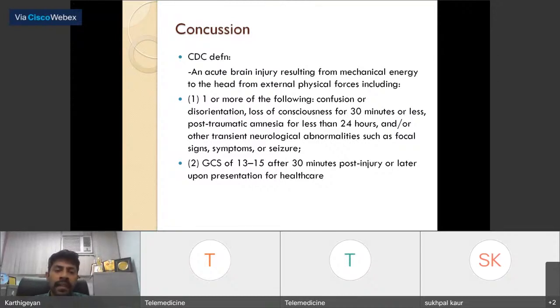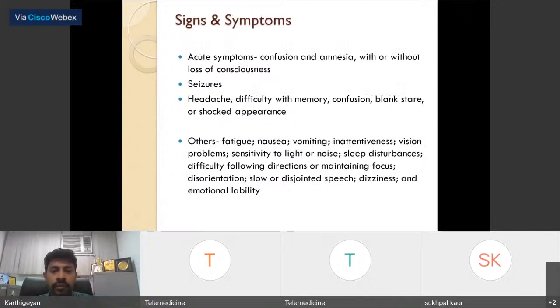The CDC defines concussion as an acute brain injury due to some external physical forces, with one or more of the following criteria. After an impact, the child can have confusion and disorientation, or a loss of LOC for about 30 minutes, or post-traumatic amnesia, which is transient and recovers over 24 hours. Or if the child has a GCS of 13 to 15 after half an hour of injury, then it fits the criteria for confusion.